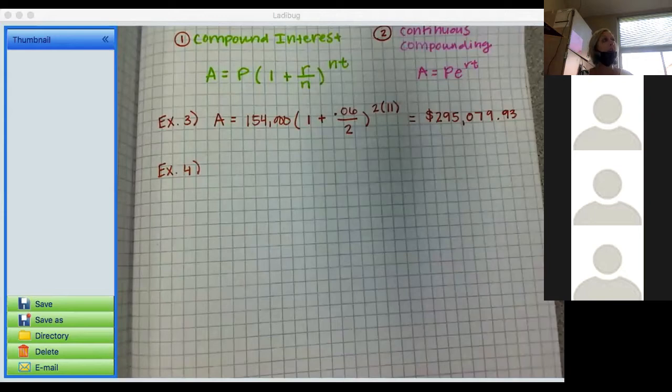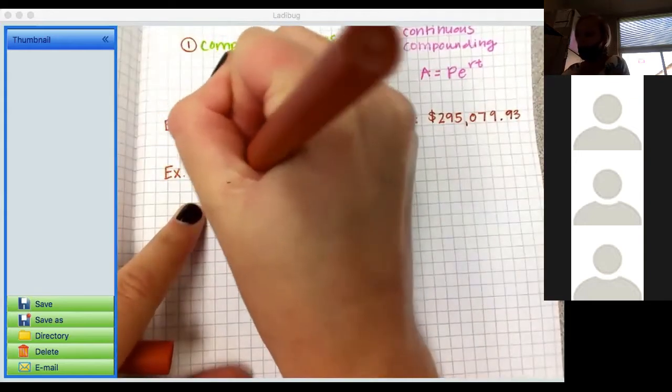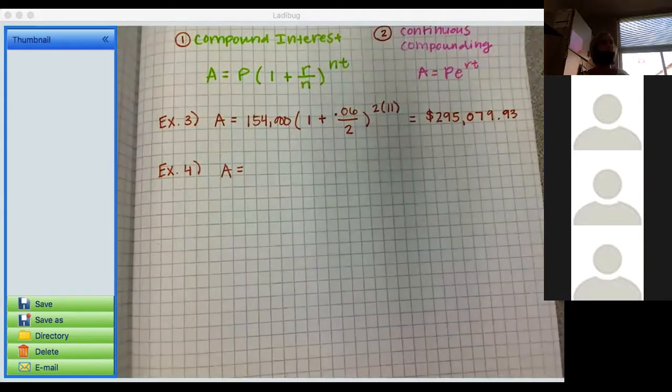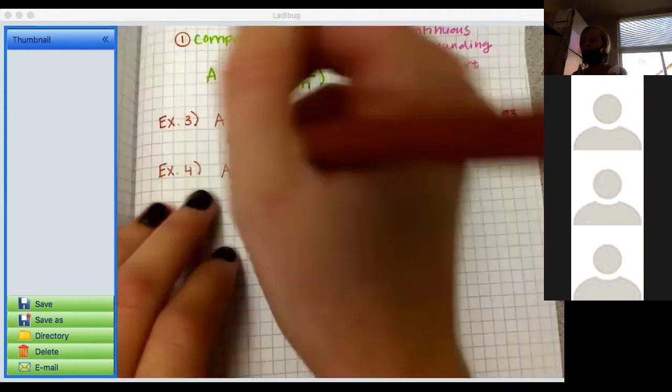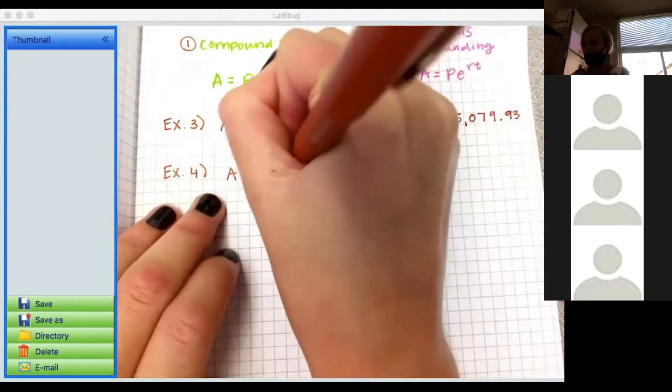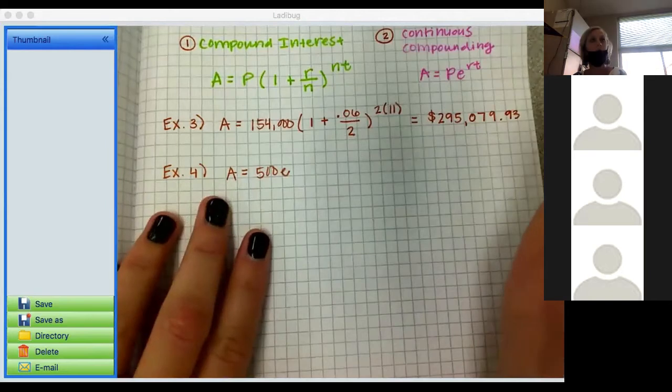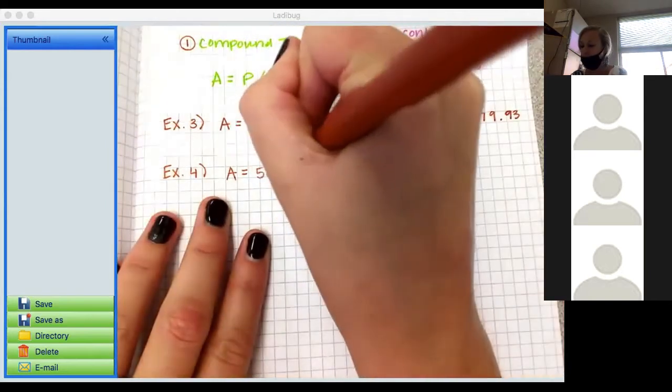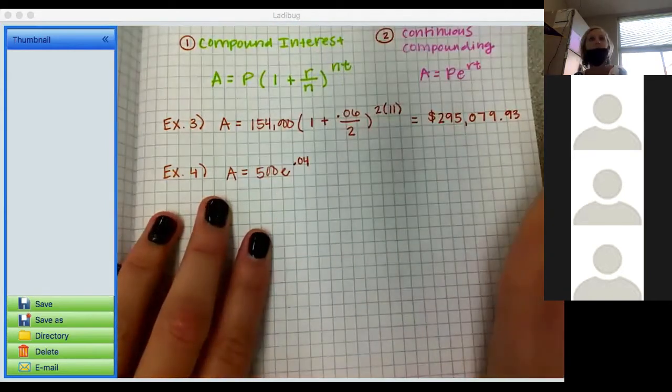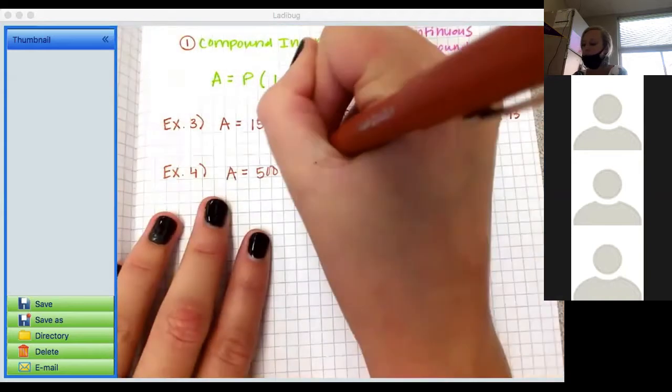Did you guys hear me say compound continuously? What formula are we automatically using? A PERT, beautiful. So we don't know how much bacteria is in their body. So A equals. But what was the initial amount? 500. E, what was the rate? Good. Colin got that. Good listening. And what was the time? 3 hours.